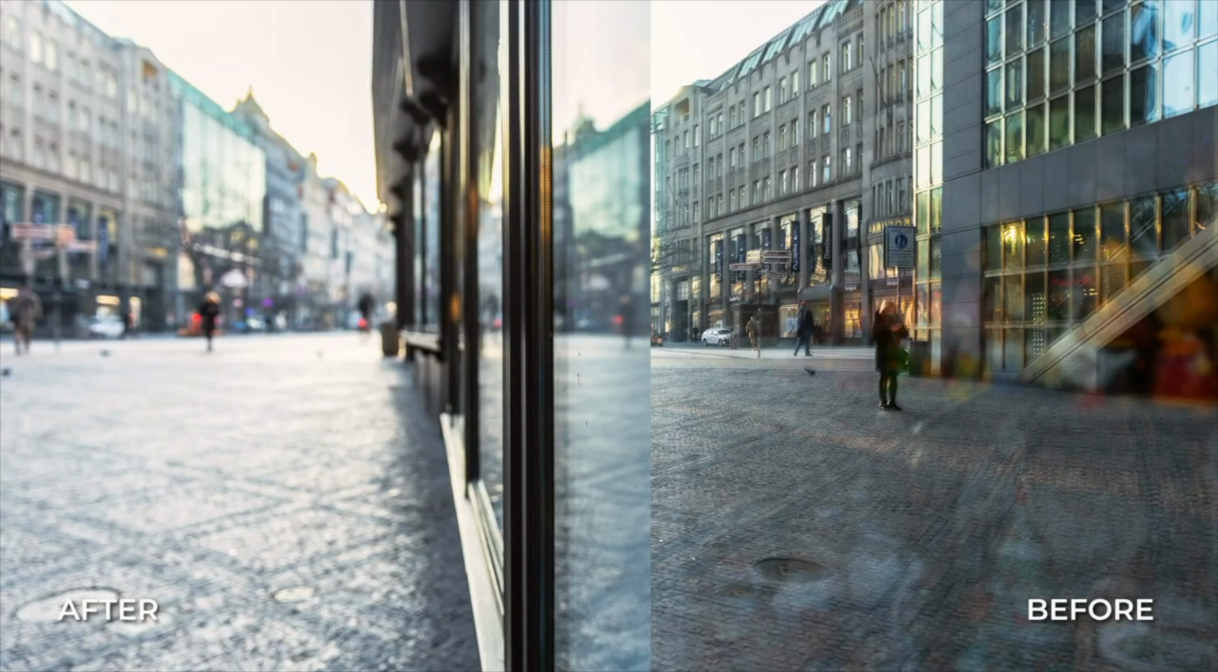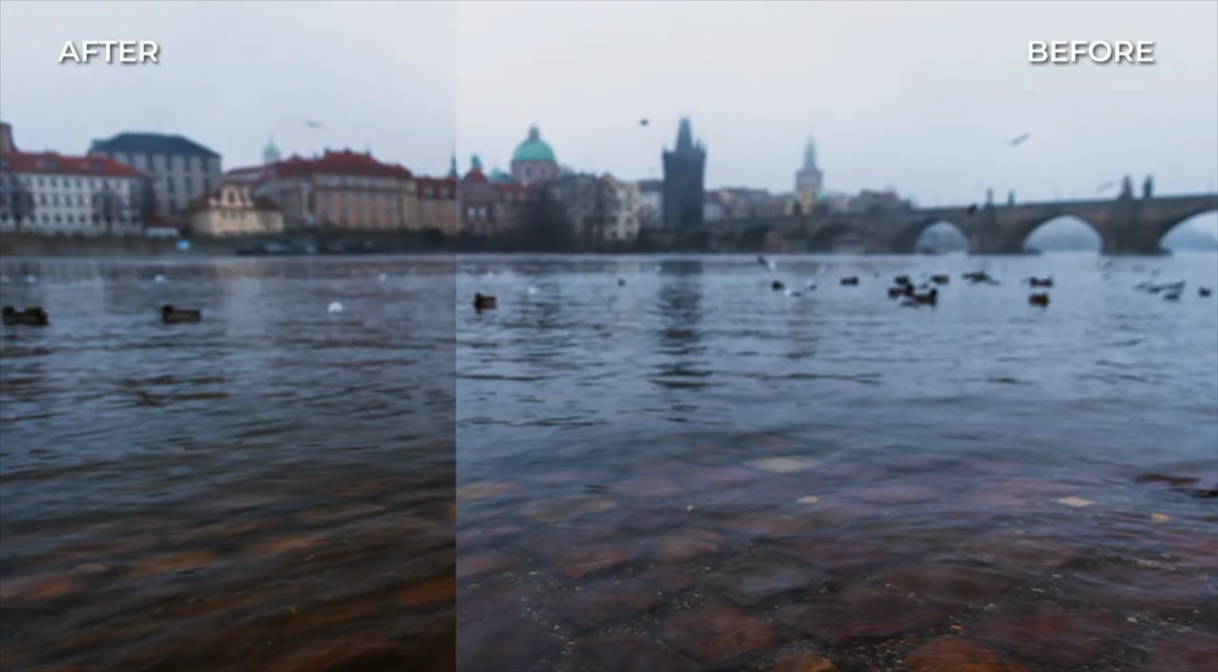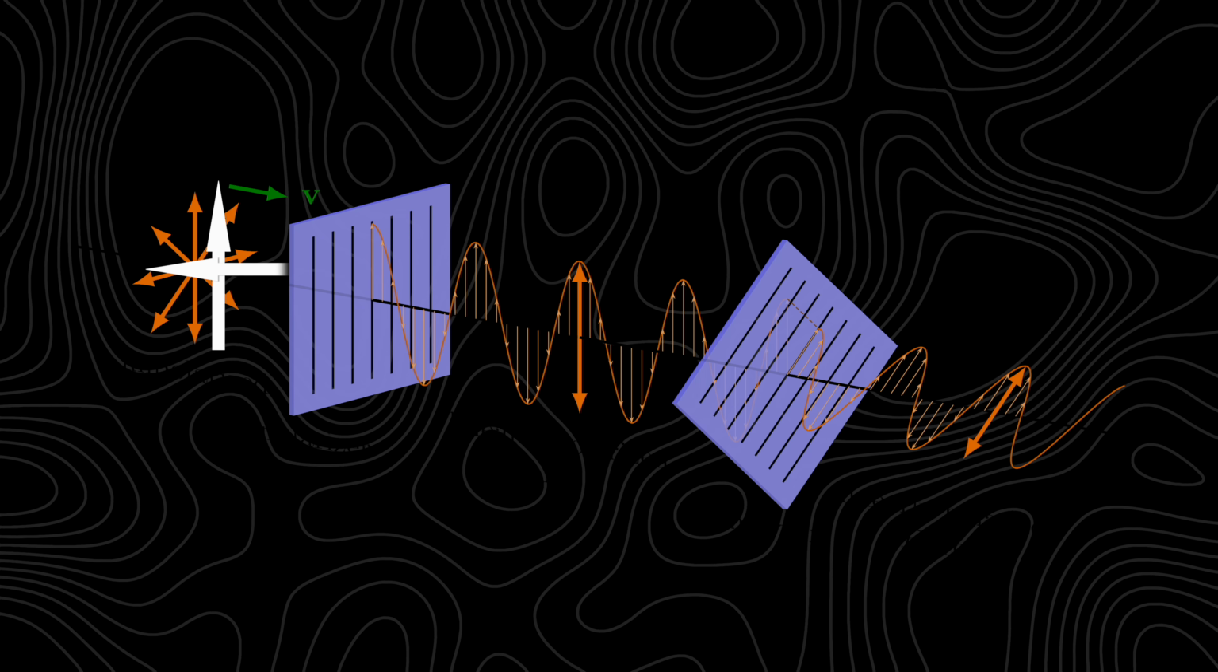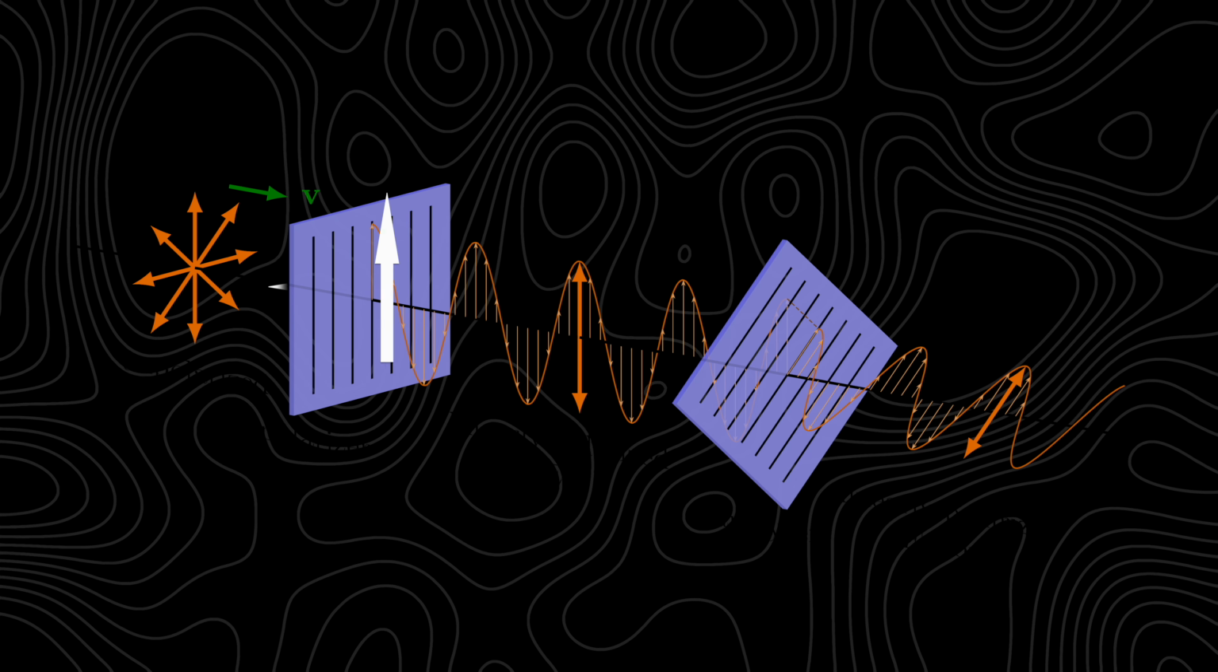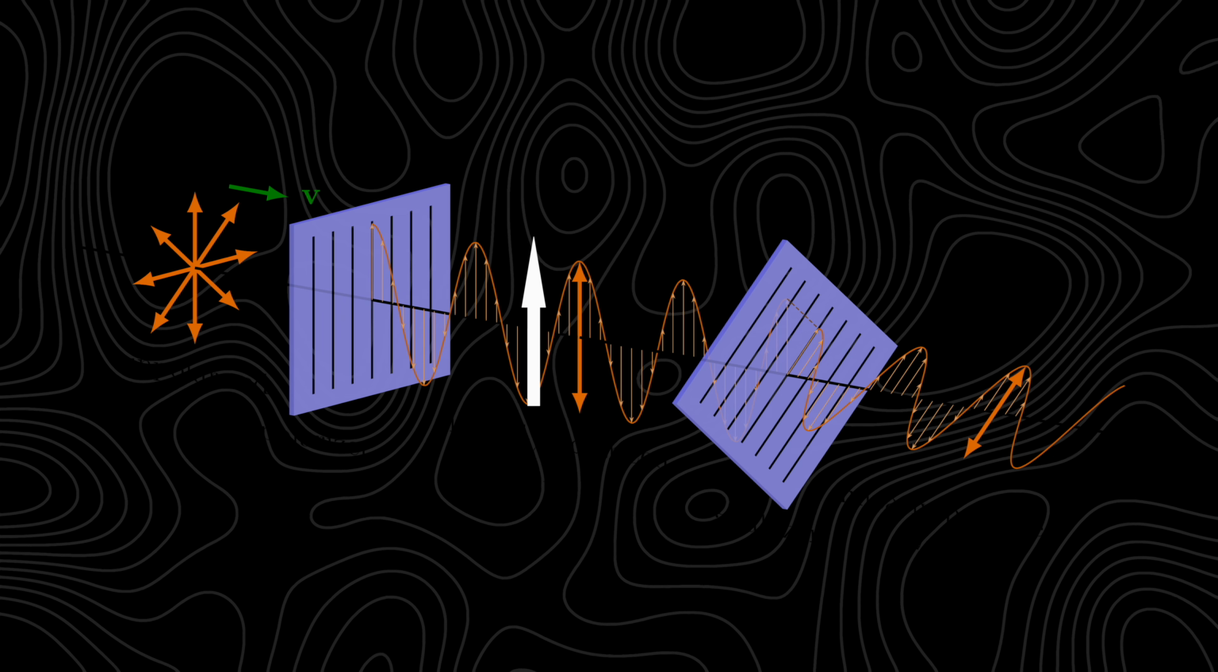These filters reduce glare and reflections from surfaces like water, glass, and shiny objects. It works by allowing light waves vibrating in a specific direction to pass through while blocking light waves vibrating in other directions. This filter can really help enhance contrast and color saturation, making skies bluer and foliage greener. It's very, very useful in landscape and automotive photography. Now, what is the point of this filter?